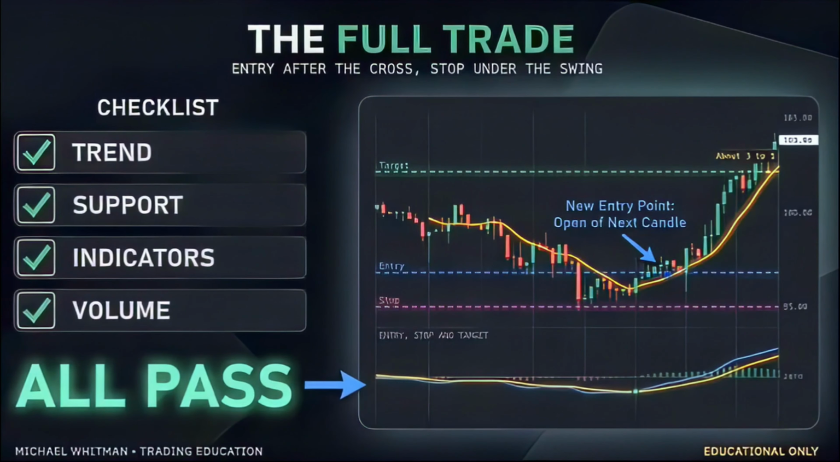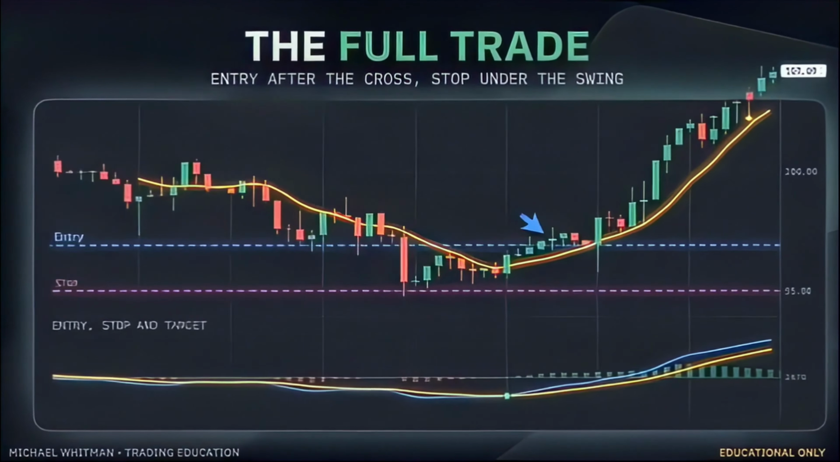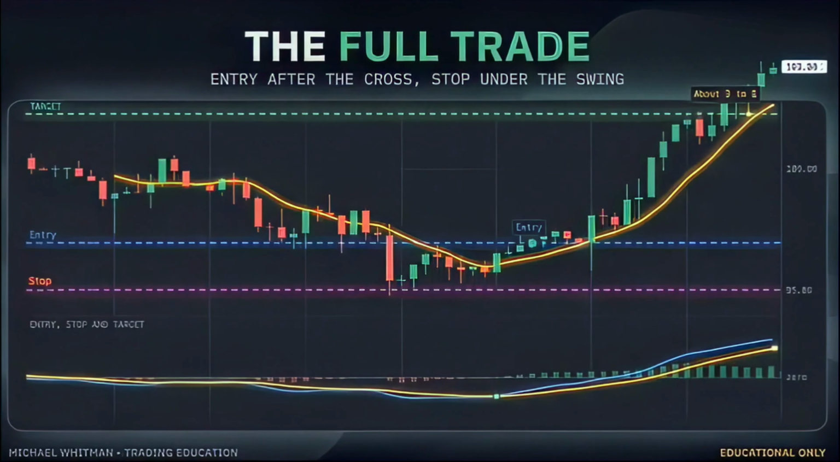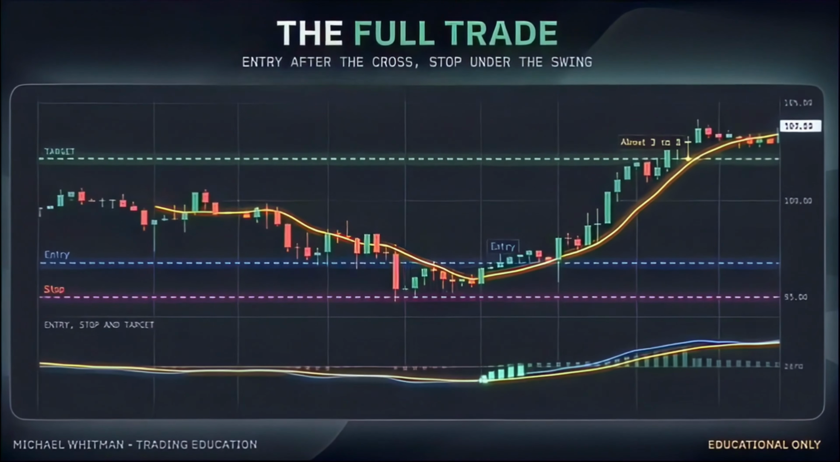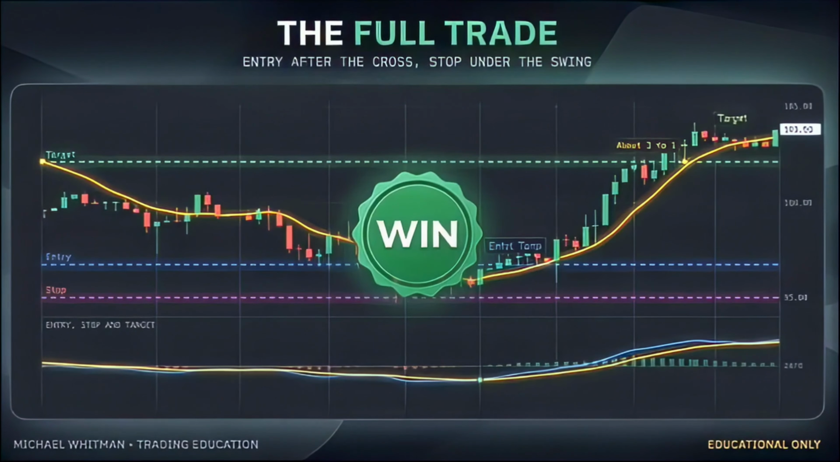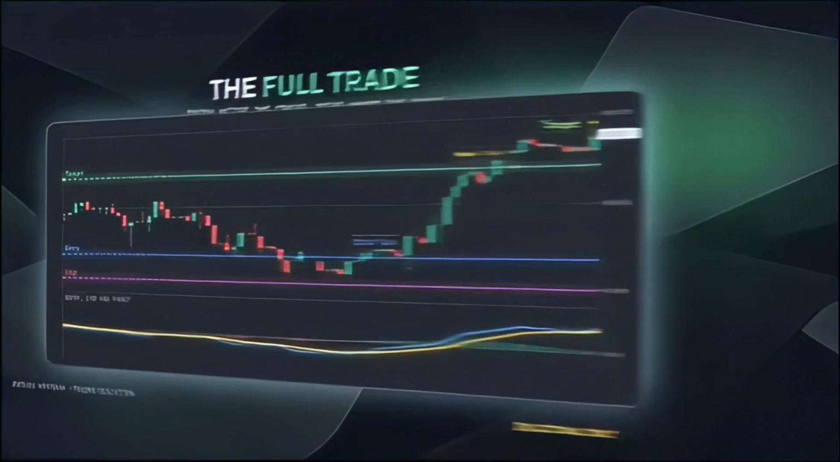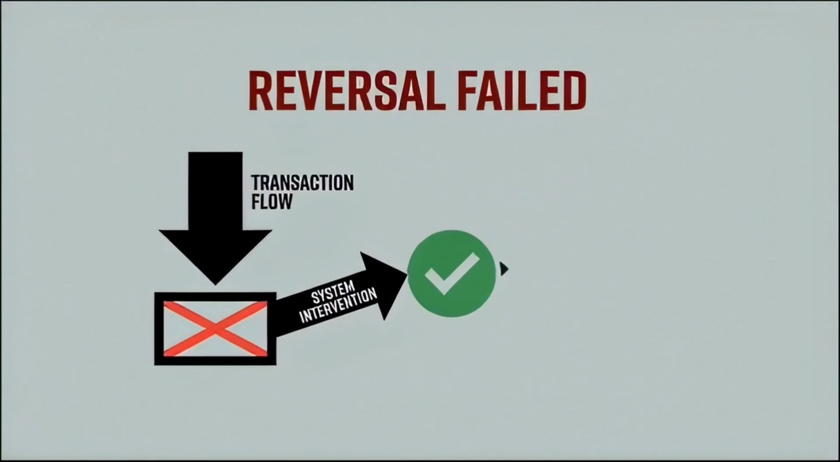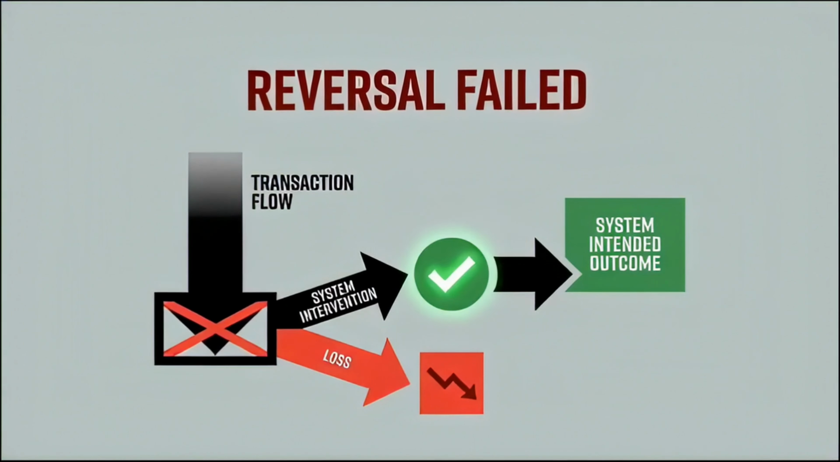You wait for that crossover candle to close, then enter on the next open. Your stop goes under the swing low from the bottoming process. Your target is the prior swing high. Then you leave it alone and let it work. If price runs to target, you collect several times your risk. If it takes out the low, you are out for a small, planned loss, and the reason is legitimate. The reversal genuinely failed, rather than you guessing wrong.